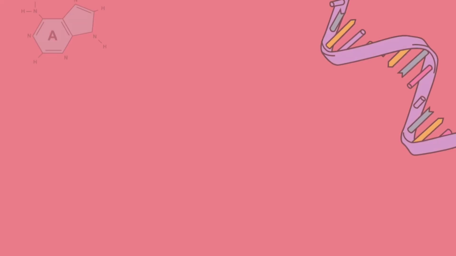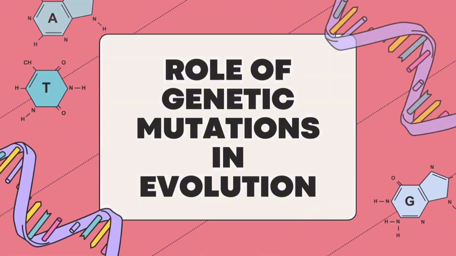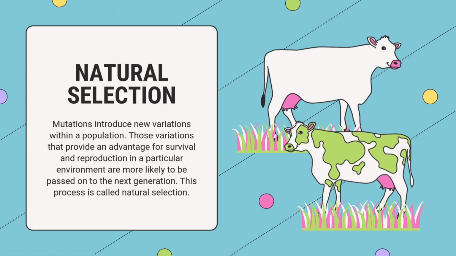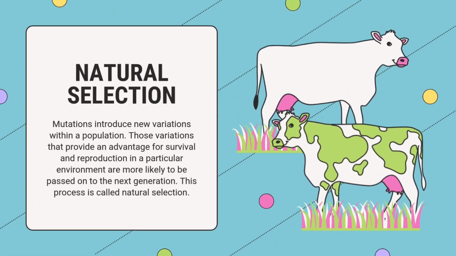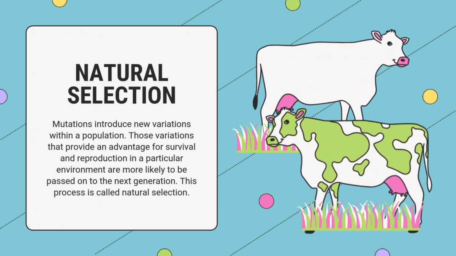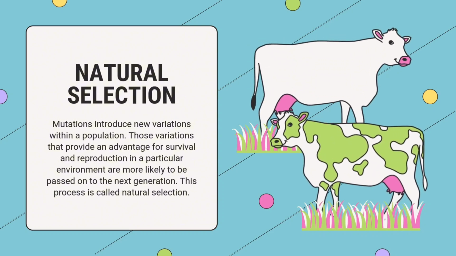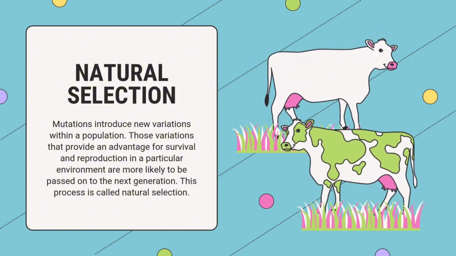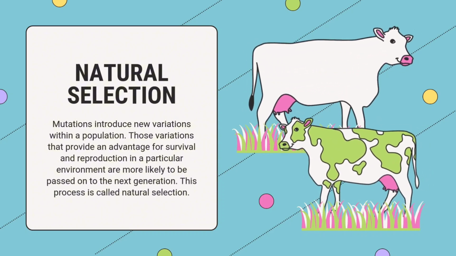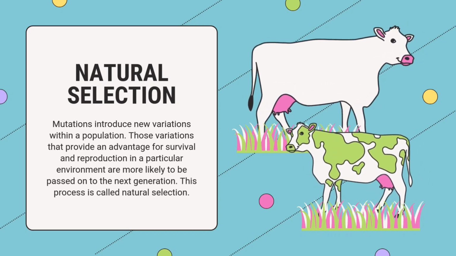Good evening everyone. Here is the role of genetic mutation in evolution. Mutations introduce new variation within a population. Those variations that provide an advantage for survival and reproduction in a particular environment are more likely to be passed on to the next generation. This process is called natural selection.